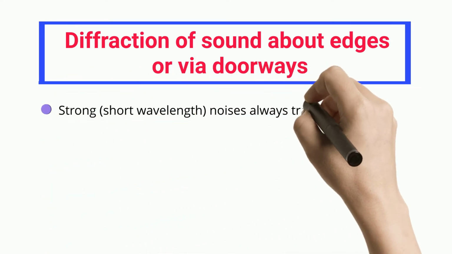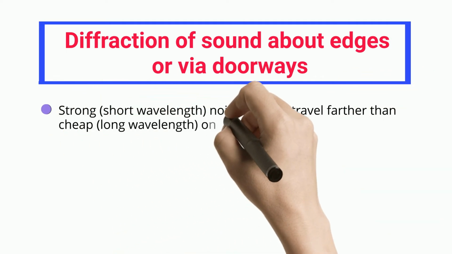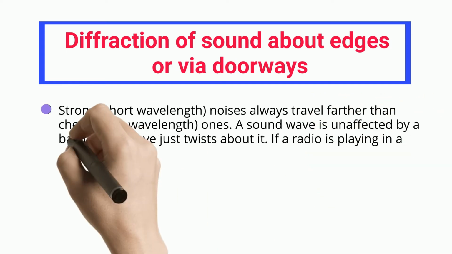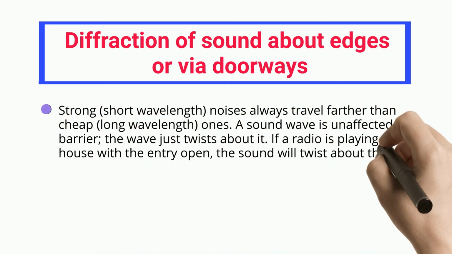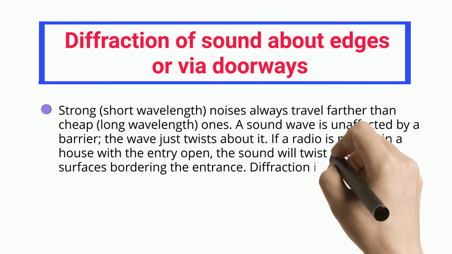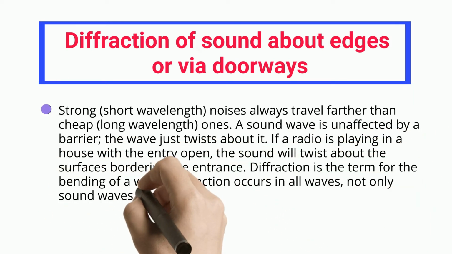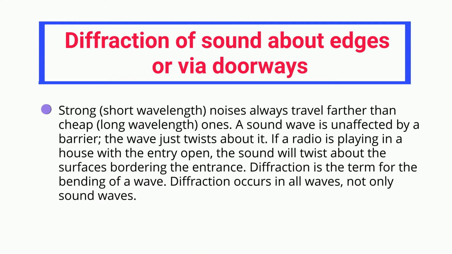Strong, short wavelength noises do not always travel farther than weak, long wavelength ones. A sound wave is unaffected by a barrier; the wave just bends about it. If a radio is playing in a house with the entry open, the sound will bend about the surfaces bordering the entrance. Diffraction is the term for the bending of a wave. Diffraction occurs in all waves, not only sound waves.